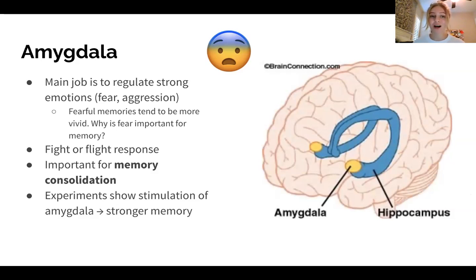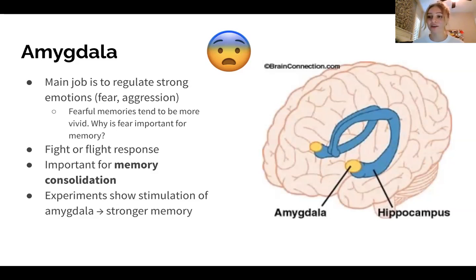Well, its main job is to regulate strong emotions such as fear and aggression. And fearful memories actually tend to be more vivid. Why is fear more important for memory? Well, fear has a really big impact on our memory because it's such a strong emotion. For example, if you've ever seen a scary movie, maybe you remembered the part of the movie that made you really scared. And this is because the really emotional response was attached to your memory.